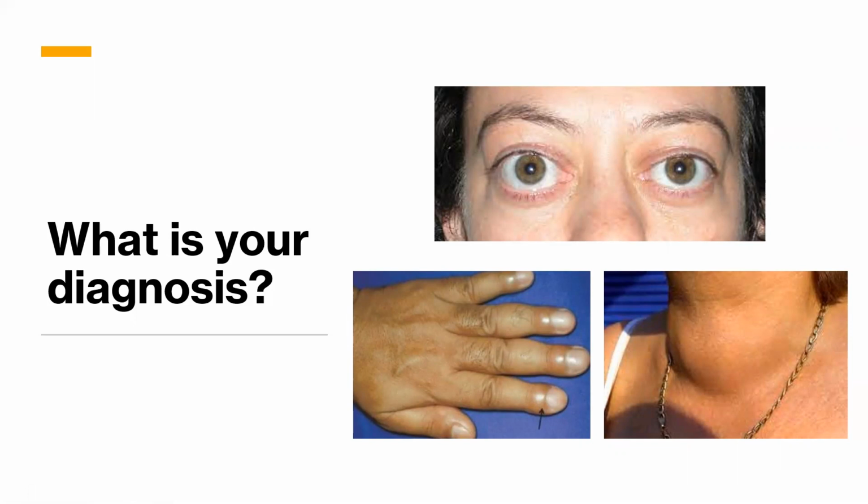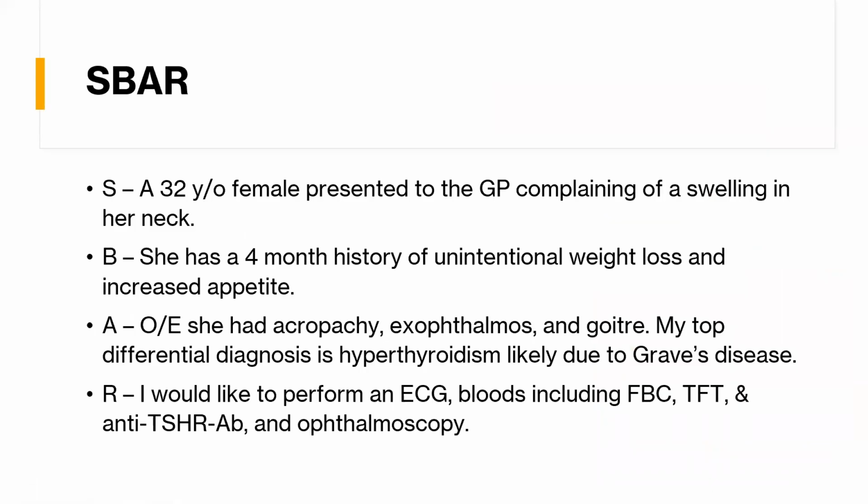Yes, that's right. So your top differential here would be Graves' disease. When you give your SBAR, you would put it somewhat like this. A 32-year-old female presented to the GP complaining of a swelling in her neck. She has a 4-month history of unintentional weight loss and increased appetite. On examination, she had thyroid acropachy, exophthalmos, and goitre.